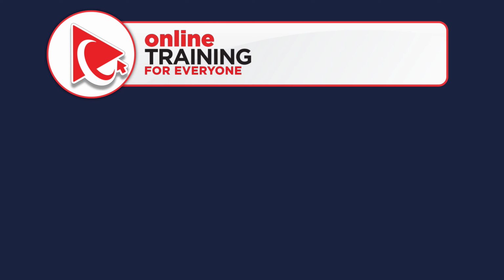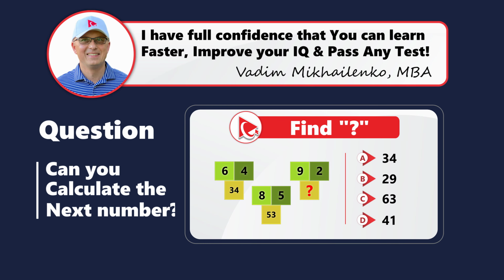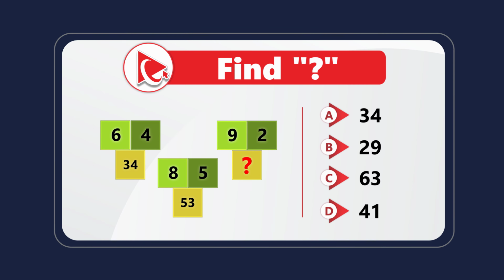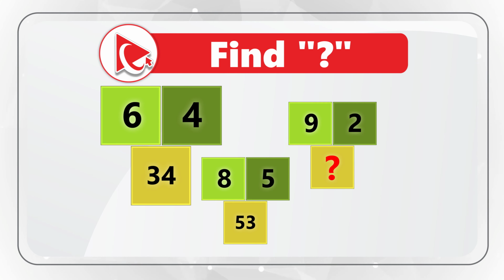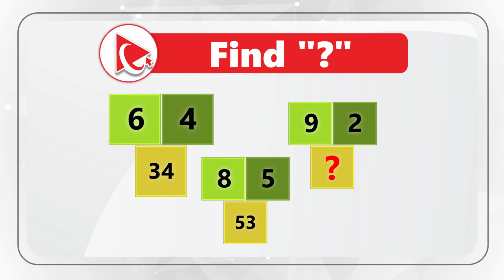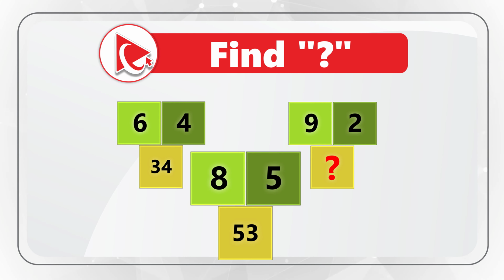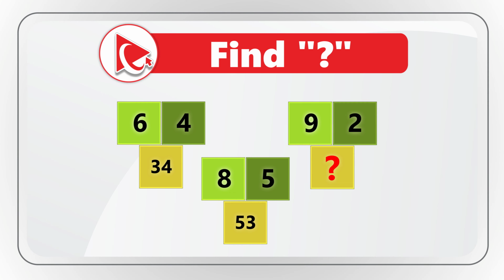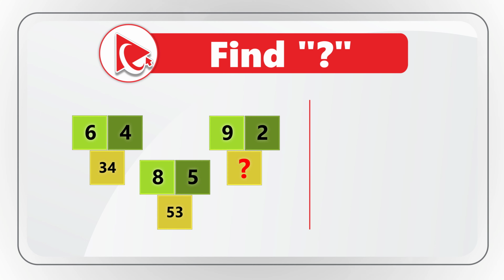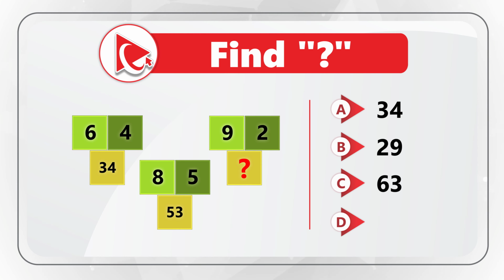Most likely, you will not be able to pass the test without getting question similar to this one. You're presented with the 3 sets of numbers. Each set has 3 numbers in the group, and 1 number is missing. The first set has numbers 6, 4, and 34. The second set has numbers 8, 5, and 53. And the last set has numbers 9, 2, and the final number in the third set is missing. You need to calculate the missing number and select it out of 4 possible choices. Choice A, 34. Choice B, 29. Choice C, 63. Choice D, 41.